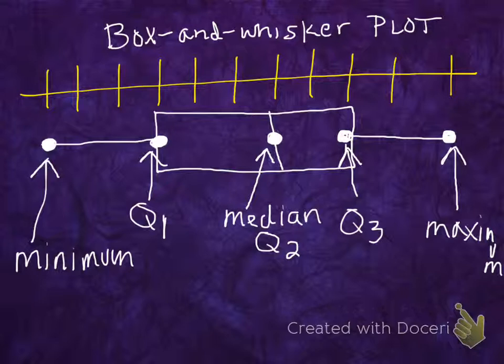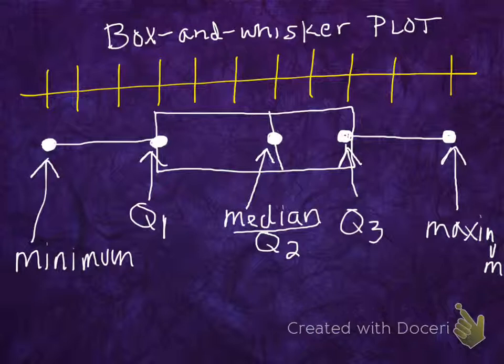Now we all know how to find the actual median of a set of data, correct? It's the middle of the data. You line it up from least to greatest and find the middle. To find Q1 and Q3, Q1 would just be the median of the lower half of the data. So you split the data into two sections, and you find the median of the lower half. That would be Q1, and then you find the median of the upper half, and that would be Q3. But we'll talk more about how to actually find those tomorrow.